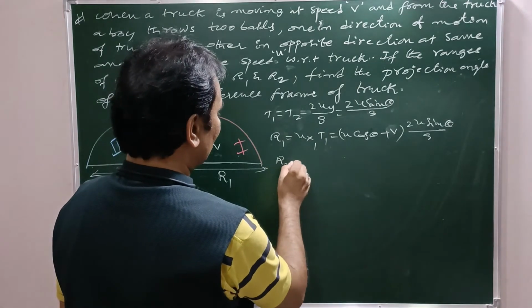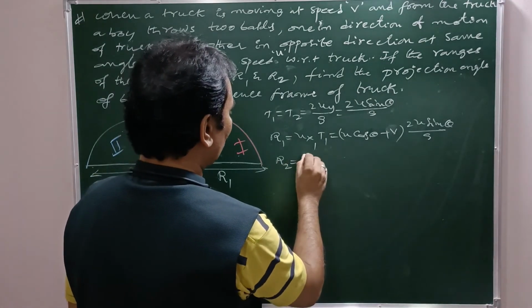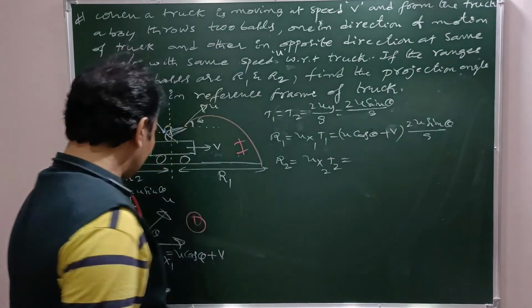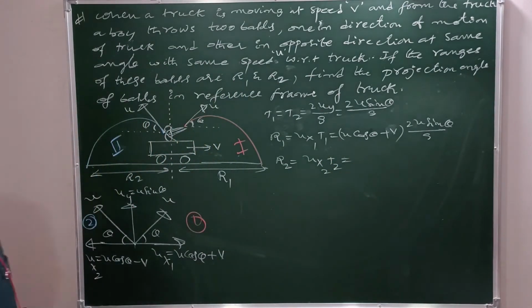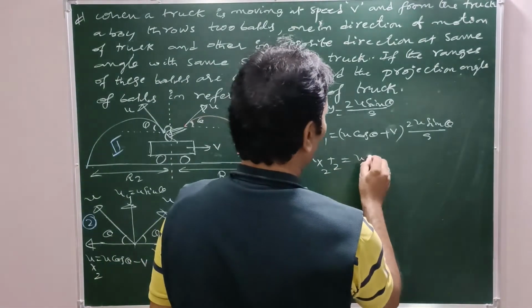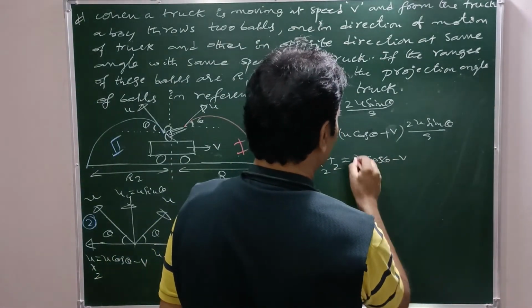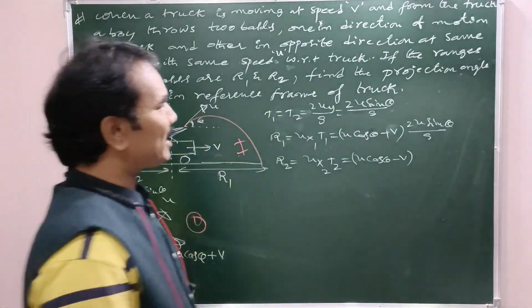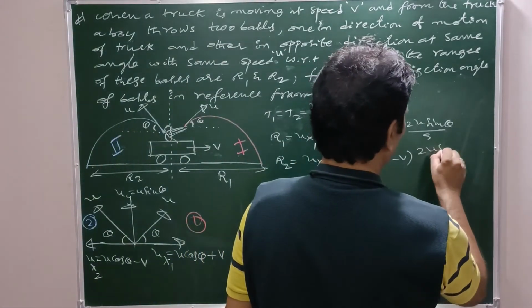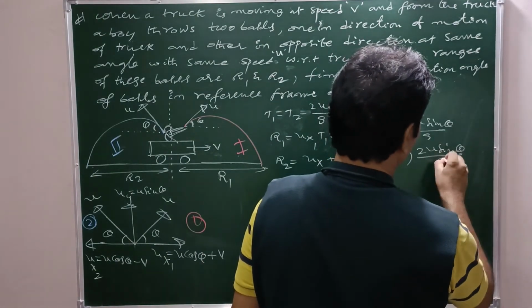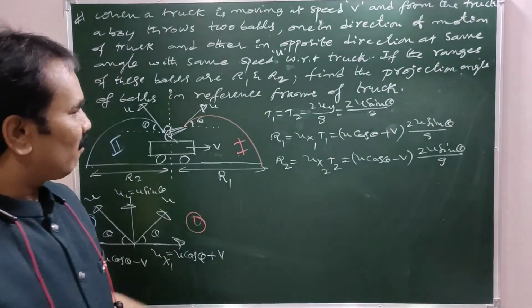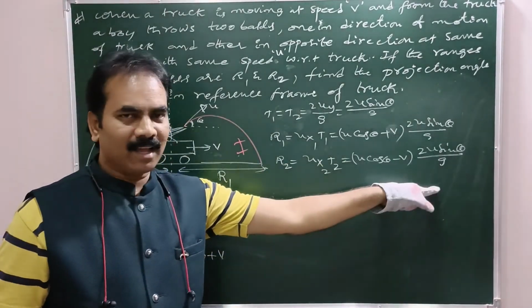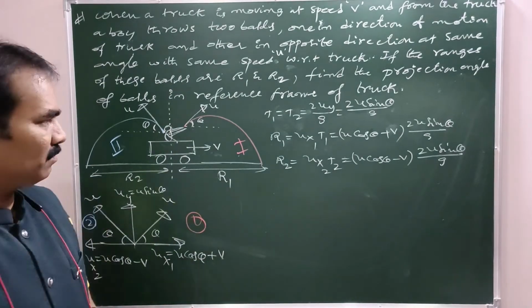R2 equals ux2 into t2. What is ux2? ux2 means u cos theta minus v. So (u cos theta minus v) into t2. t2 or t1, both remain the same, that is 2u sin theta by g. Right? So from these expressions we need to find the angle of projection theta in terms of R1 and R2.